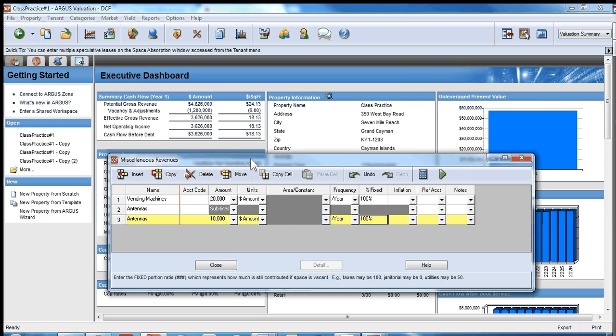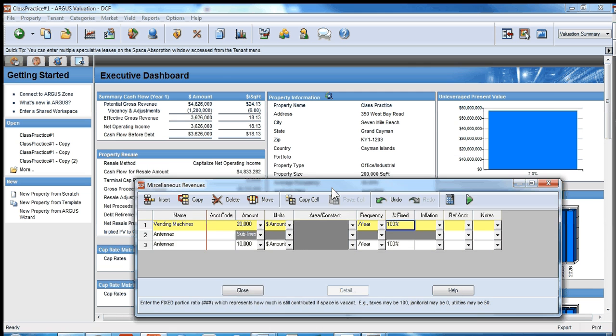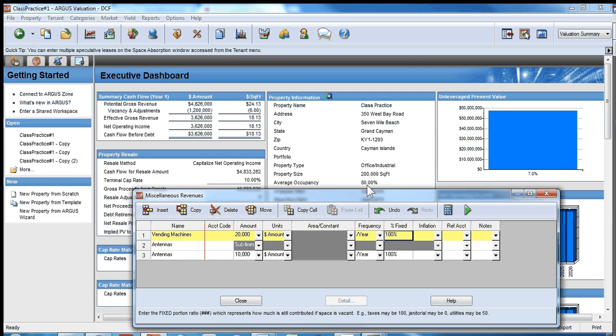So what we haven't looked at so far is this fixed percent over here on the right. The fixed percent adjusts for the vacancy of the building by dividing the line items into the fixed or variable components that you have set. So for this particular instance, we have an average occupancy of 80% of the property. So if I've set 100% fixed for this dollar amount, we're going to have a $20,000 revenue no matter what.